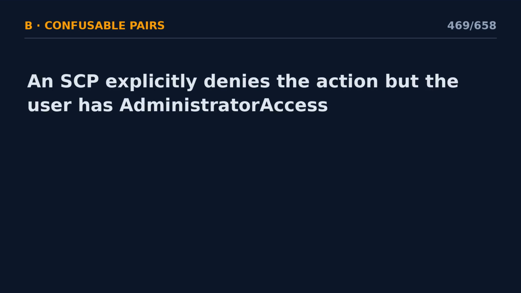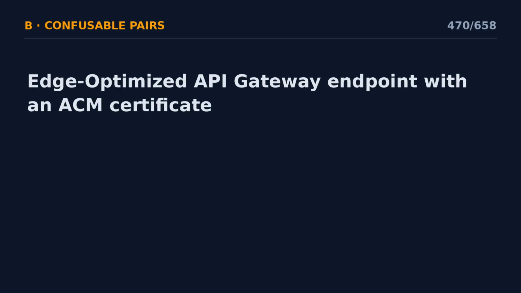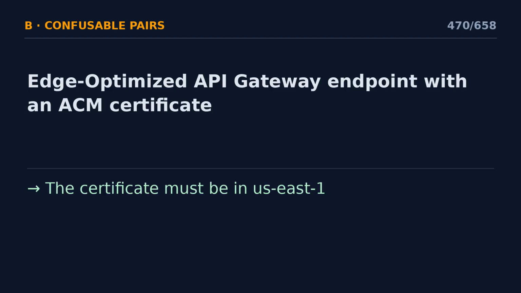An SCP explicitly denies the action, but the user has administrator access. Answer: the action is denied. Effective permissions are the intersection of SCP and IAM. Edge-optimized API Gateway endpoint with an ACM certificate. Answer: the certificate must be in US East 1.